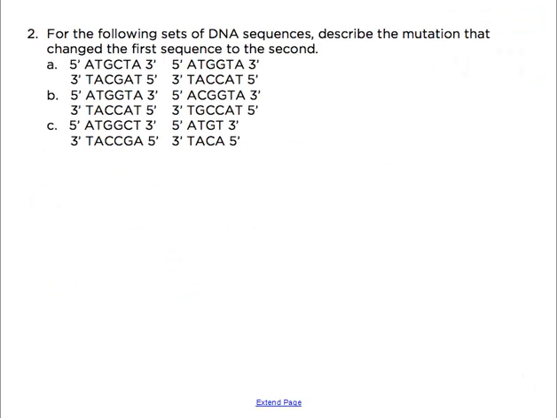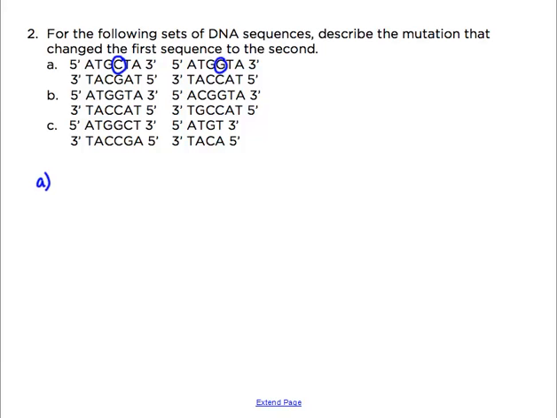Problem 2. For the following sets of DNA sequences, describe the mutation that changed the first sequence to the second. So in order to answer this question, we're going to compare and contrast the 2 sequences given, right to left. For A, let's look through. ATGC is the first 4 on the left side, and on the right side, which is the second sequence, it's ATGG. So you see that this C was changed to a G.